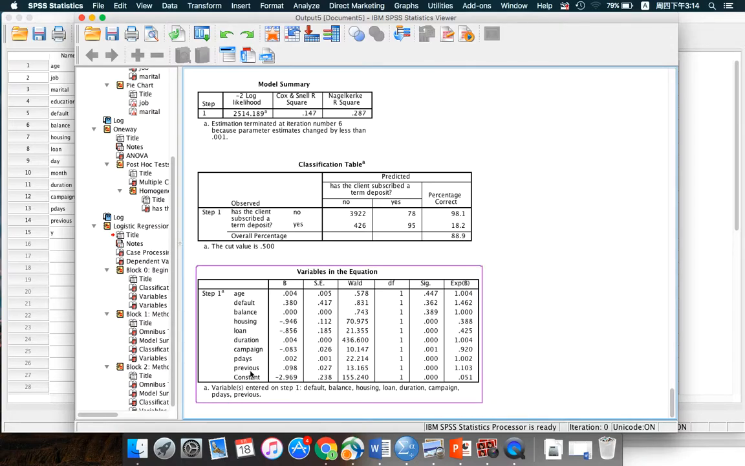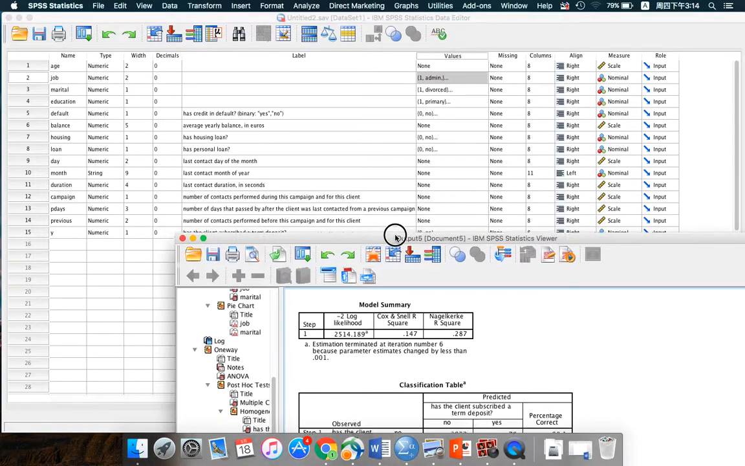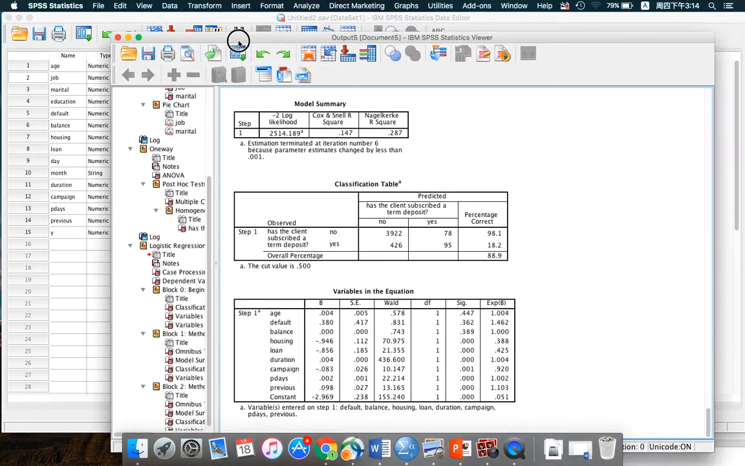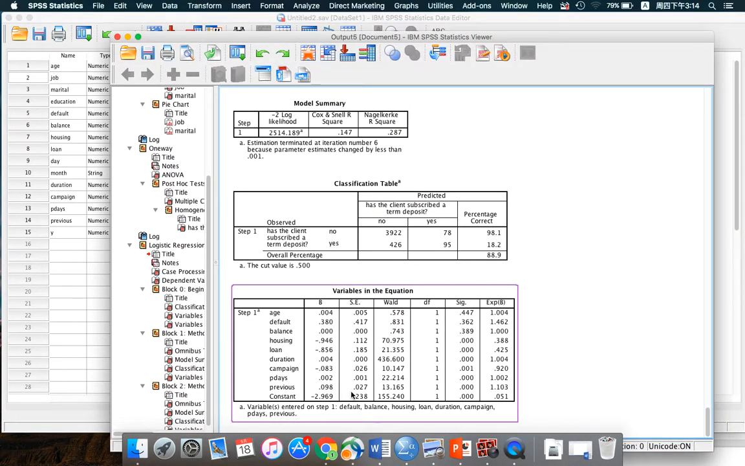We can still see that previous is significant. It is how many contacts were made before this campaign. When people have been contacted more times before the campaign, they will have more interest in making a deposit. So all the tests give us some insights about who to target and how the bank should contact their consumers.